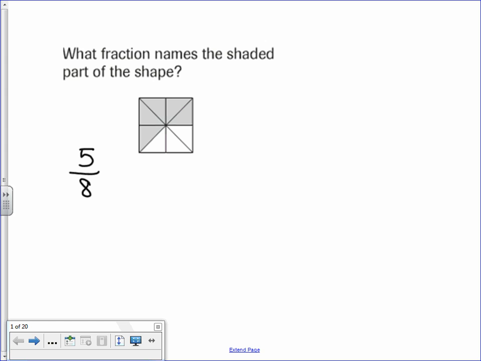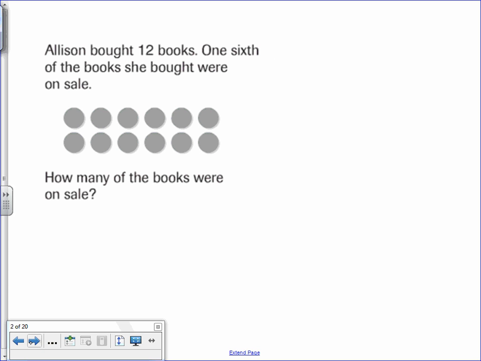5/8. Okay, so in order to get a fraction, the numerator, top number, tells us the number of shaded pieces. In this case, there are 5. The denominator, the bottom number, tells us the number of total pieces. That's how you make your fraction.